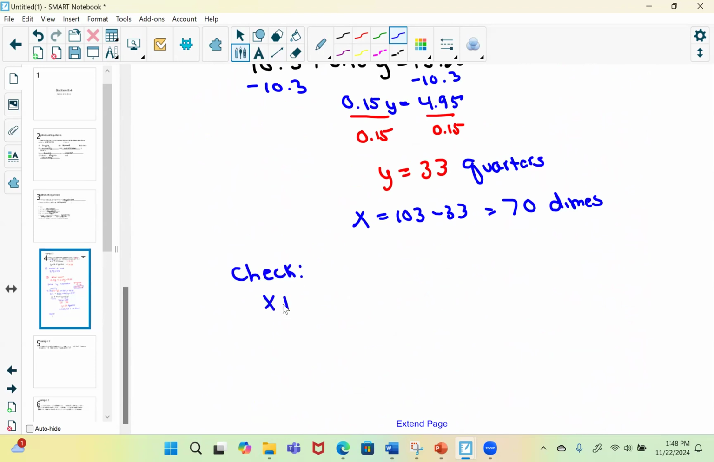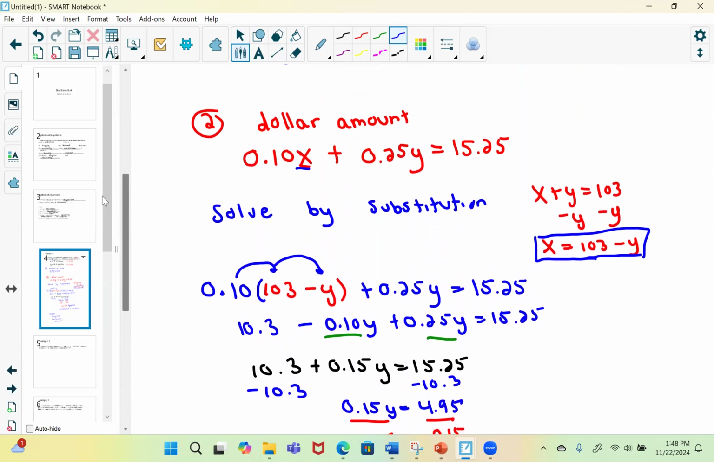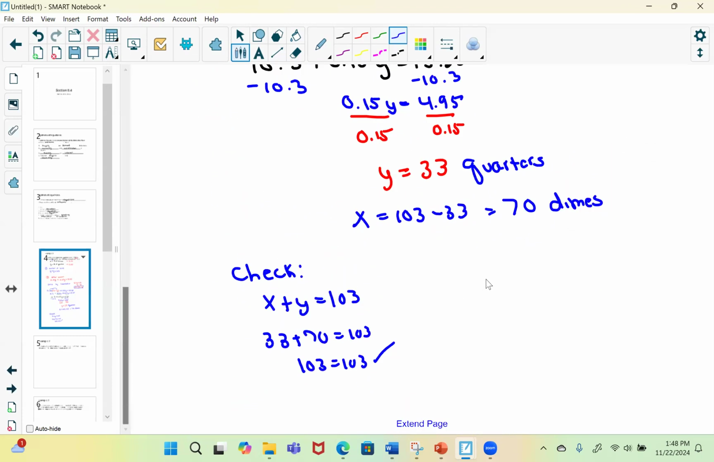So my first equation was x plus y equals 103. So I want to make sure that 33 plus 70 equals 103, which it does. Okay, and then I want to check it in my second equation, the 0.10x plus 0.25y equals 15.25. So I'm gonna plug these in.